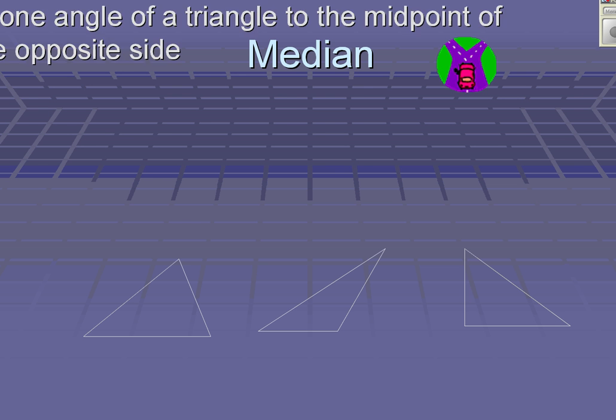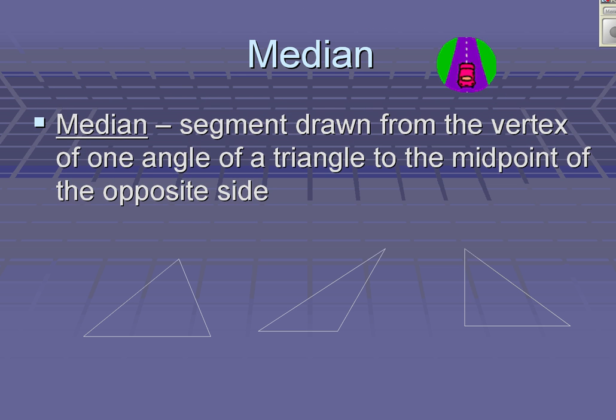The median of a triangle is just a segment drawn from the vertex of one angle to the midpoint of the opposite side. So if I take this triangle right here and I label the midpoint right here, and I connect the vertex opposite that midpoint to that spot, we've got a median of the triangle. And we can draw another one here.